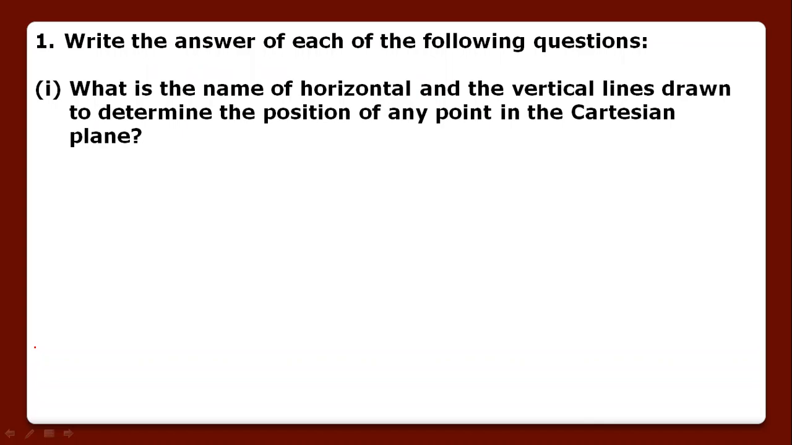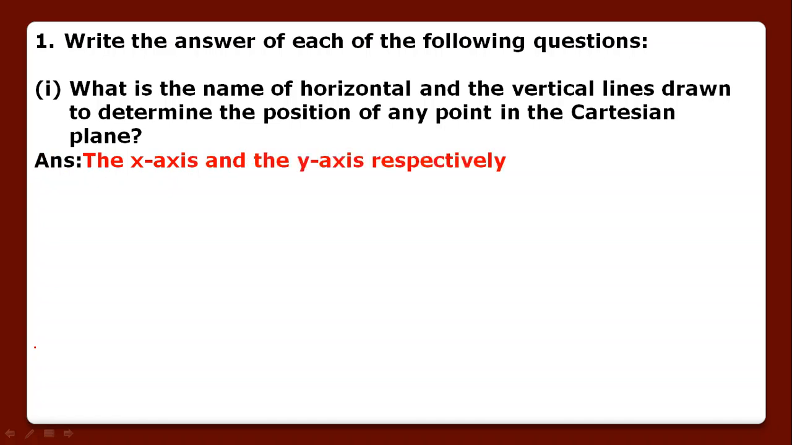First question is, what is the name of the horizontal and the vertical lines drawn to determine the position of any point in the Cartesian plane? कार्टीजन प्लेन पे वी हैव टू लाइन, एक हॉरिजॉन्टल होती है और एक वर्टिकल लाइन. किसी भी पॉइंट की लोकेशन के लिए वी नीड दीज टू लाइन, सो वी हैव टू नेम देम द एक्स एक्सिस एंड द वाई एक्सिस रिस्पेक्टिवली. जो हॉरिजॉन्टल लाइन होती है दैट इज कॉल्ड एक्स एक्सिस एंड द वर्टिकल लाइन इज वाई एक्सिस.